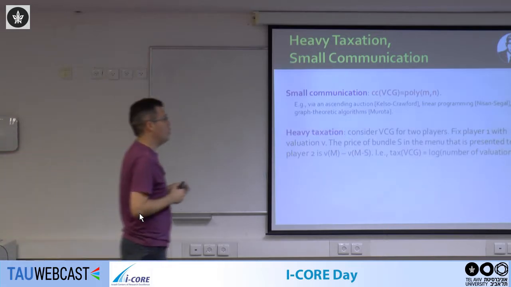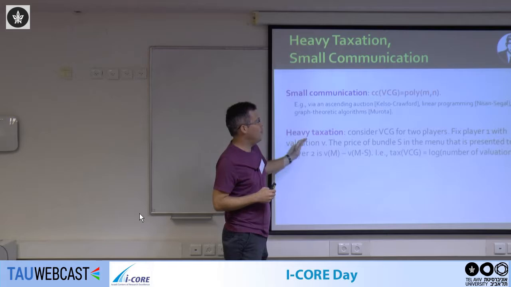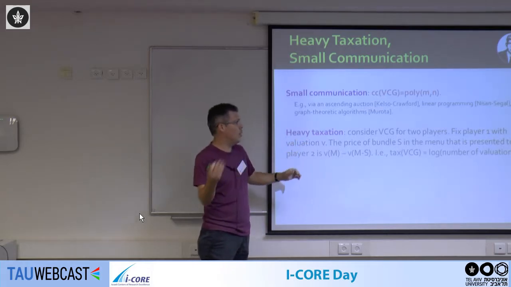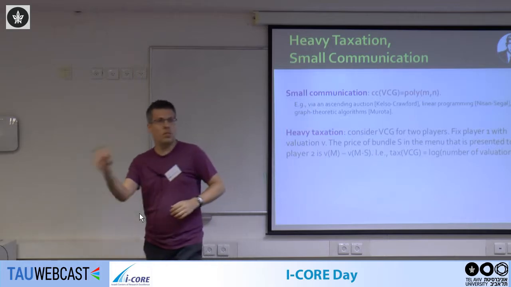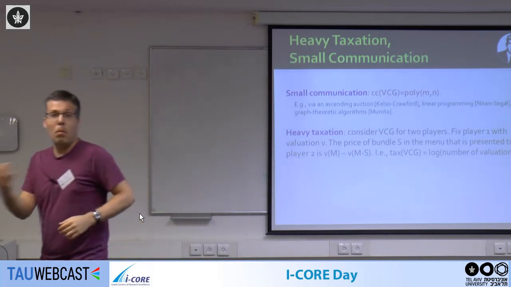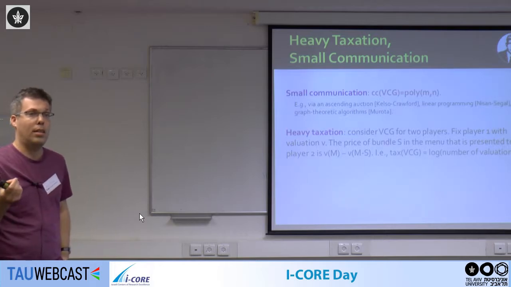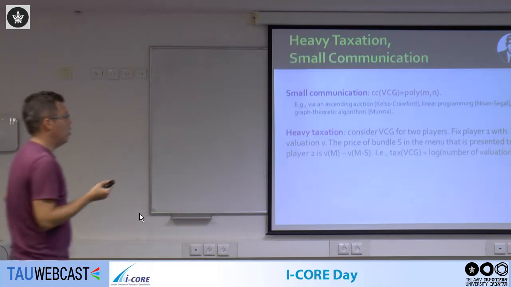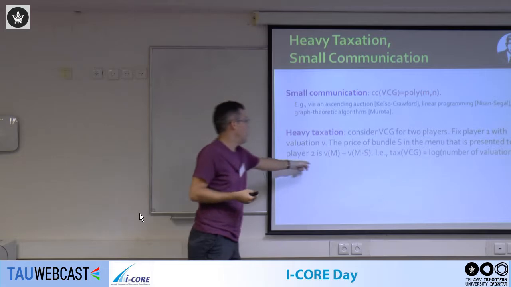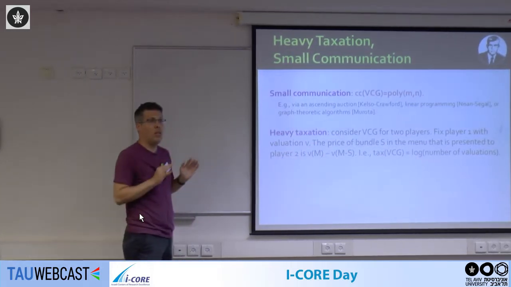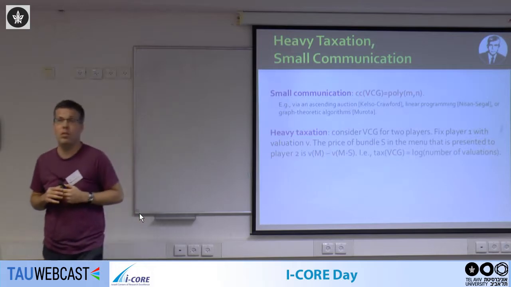Let's consider VCG for 2 players. And let's fix 1 player with valuation v. What is the price of bundle S in the menu that v is presenting to the other? How much will a player pay if he takes the bundle S? Well, he will pay his damage to society, which is the value of the grand bundle minus the value of the complement of S. Immediately from the definition of VCG.